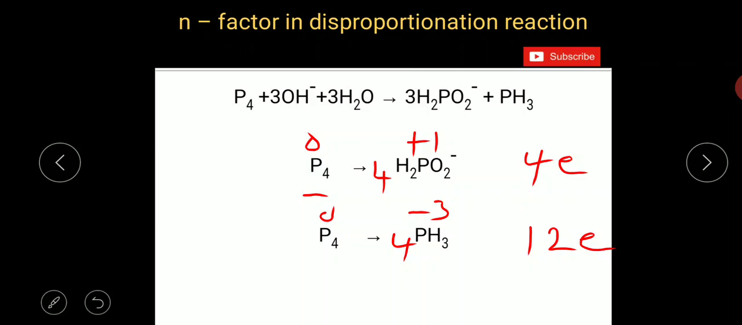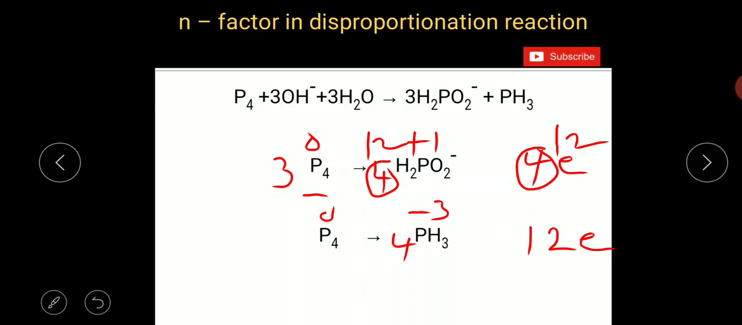But in a redox reaction, number of electrons transferred in reduction reaction should be equal to number of electrons transferred in oxidation reaction. So in this conversion of P4 into PH3, we got 12 electrons transferred, but in the conversion of P4 into H2PO2 minus, we got only 4 electrons transferred. So to make these 4 electrons into 12, I am going to multiply the equation by 3. So it becomes 3P4 and this becomes 12 H2PO2 minus.